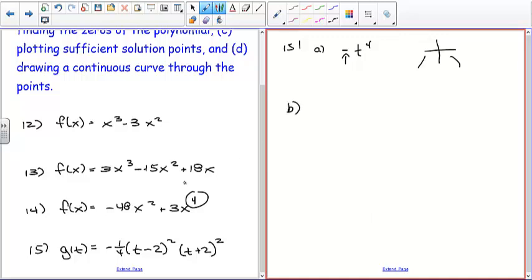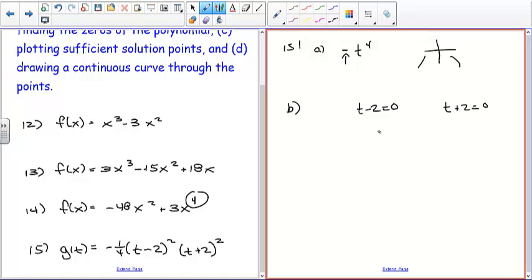The second part is the zeros. Well, we've got two zeros. We've got x equals, well, t in this case. We've got t minus 2 equals 0. That's that one. We've got t plus 2 equals 0.